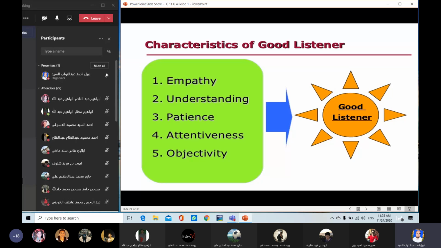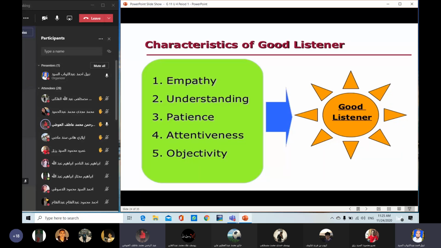Please, hands up. Amr Mahmoud. So you should be clever and patient. Yes. I should listen with empathy and not interrupt the speaker. Very good. And yes, listen between the lines. Very good.